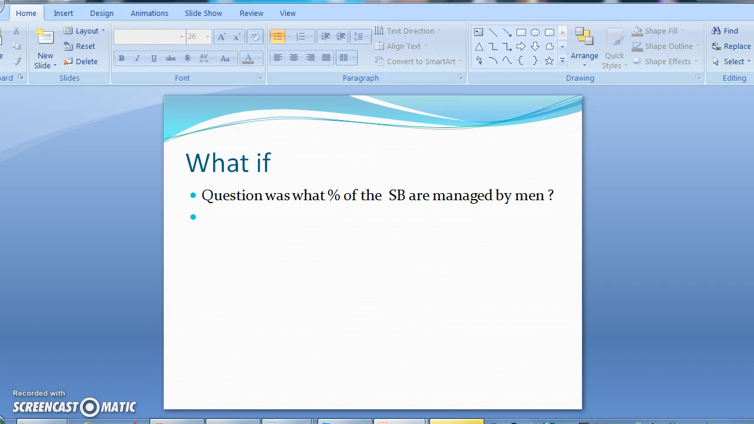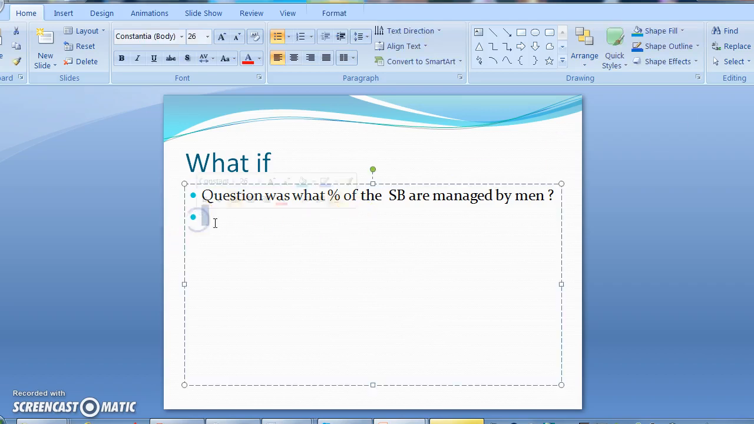So if this question has to be done with utmost focus, make sure you make a note of each and every tiny step that I've explained here. And now let's just play around a little bit so that we can master this concept a little bit more. Suppose the question was: what percentage of the small businesses are managed by men? Instead of the given question, I'm just changing the question. The statements remain the same this time.